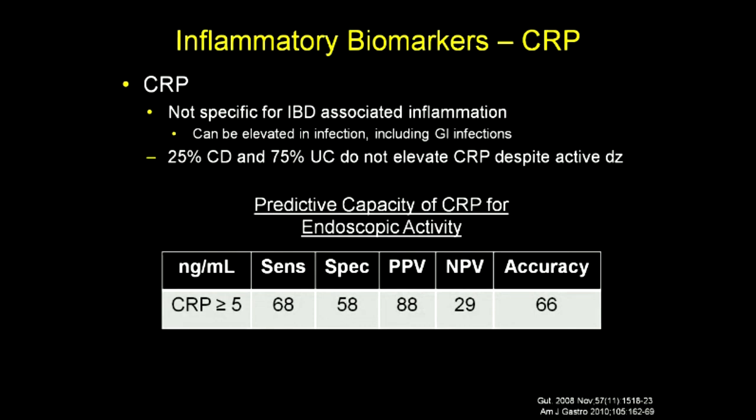If it's normal, it's useless until you prove whether they have endoscopic activity or not. And even then, the sensitivity is only 70%, specificity 58%, accuracy 60%. So it's not the most effective biomarker even then.